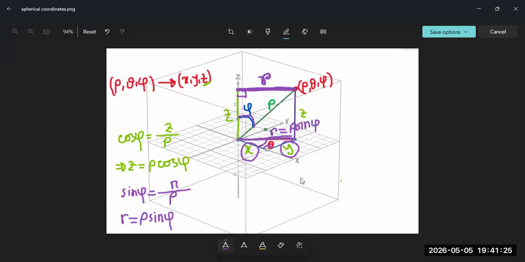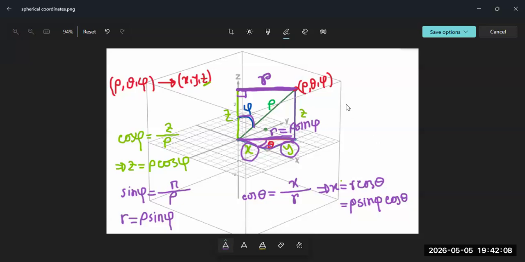So for calculating x, we can write in terms of cos theta. Cos theta for this right angle triangle is x divided by r. So we can write x in terms of r and theta, r cos theta. So r is basically rho sin phi times cos theta. So if a point in spherical coordinate system is rho, theta, and phi, then you can calculate the x quantity of that point in the rectangular coordinate system by using this formula, rho sin phi cos theta.